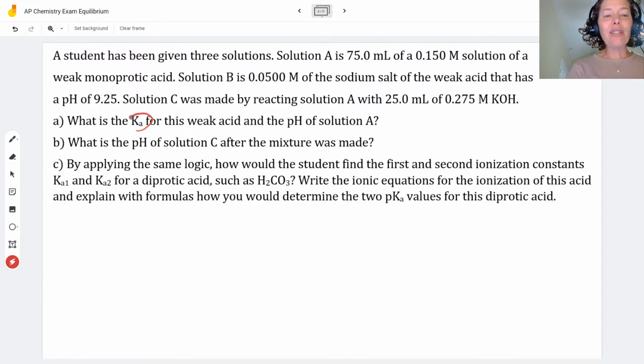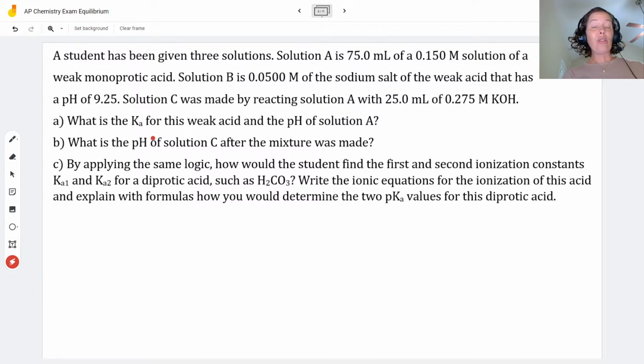So if they've asked for Ka first, and then they've asked for pH, I would try to find Ka first and then go for pH. And that's actually how the order works out. So really use the test, even the questions themselves, to your advantage. So let's try to figure out what's going on with the Ka and getting the Ka for this weak acid.